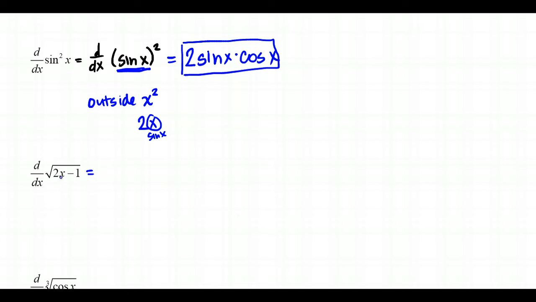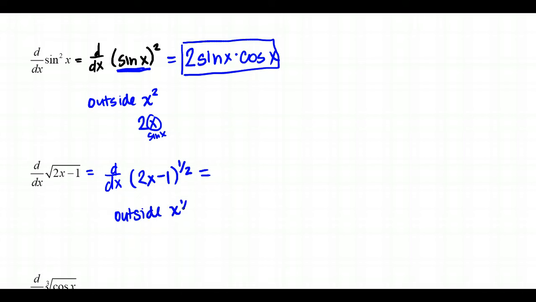The inside function we decided was 2x minus 1, and the outside function was the square root of x. But instead of thinking about it as the square root of x, what I'm going to do is rewrite this as 2x minus 1 to the power of 1/2. So the outside function here is like x to the 1/2. So we can write that as a note for ourselves.